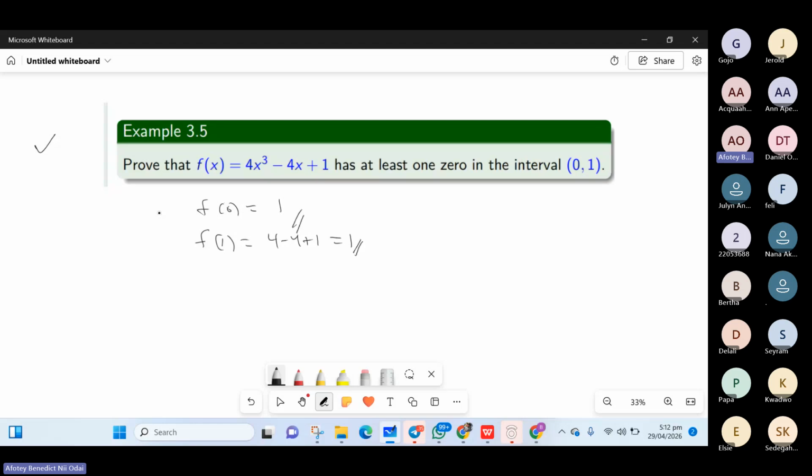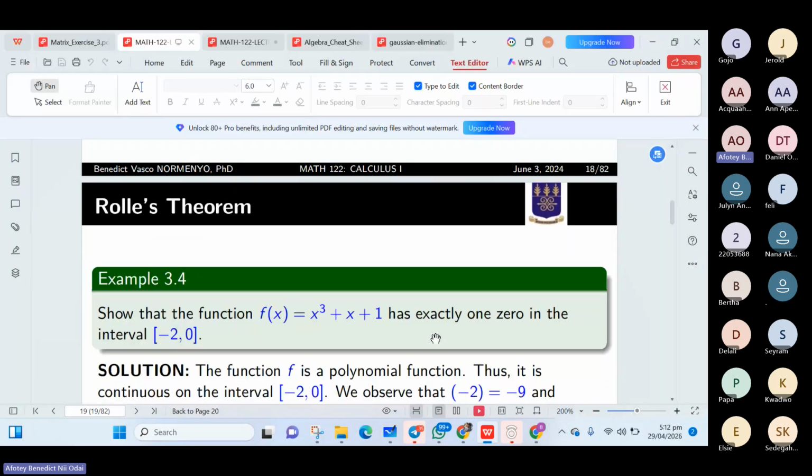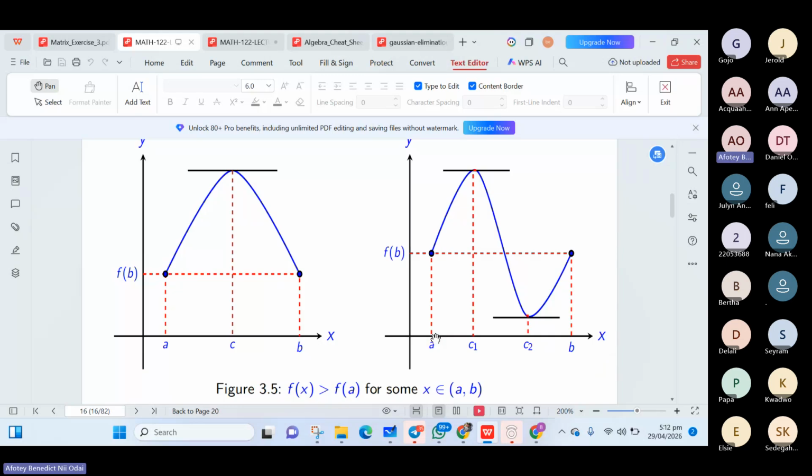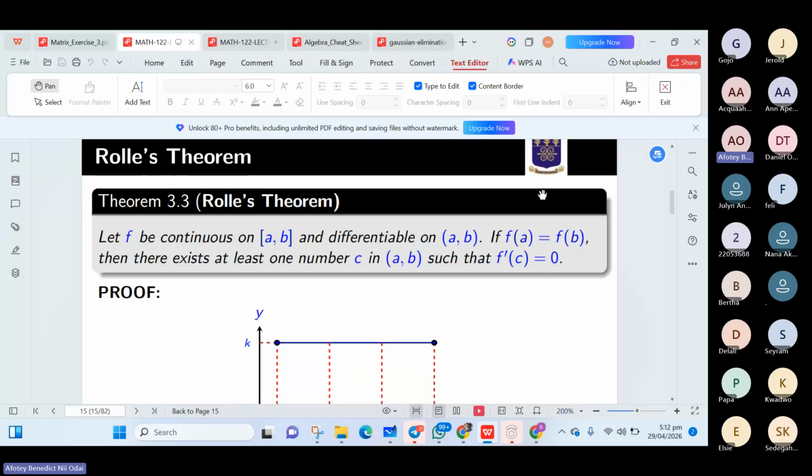So when f of a is equal to f of b, and also the function is continuous on an interval, then we are back to one theorem, which is the Rolle's theorem. If f is continuous on this interval and differentiable, and f of a is equal to f of b, then there exists at least one c in (a, b) such that f prime of c is equal to 0.